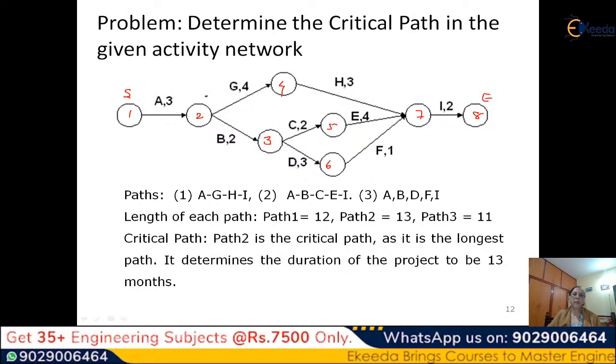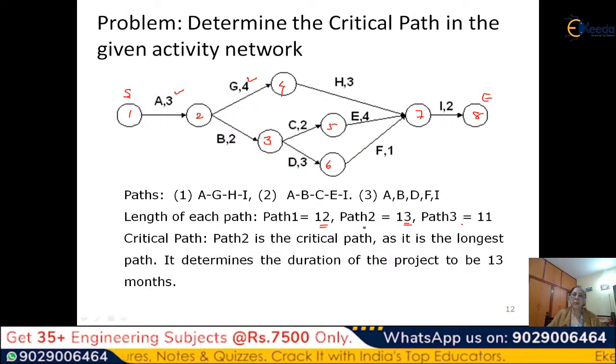So how many paths are there? There is one path here, one path here, and one path here. That's what I have written here. And you can calculate the length of each path. For path 1, you just have to add the durations. Let's say they are months. So this is 3 months, this is 4 months, 3 months, 2 months. You can add it, and you will get 12 months here. You will get 13 months and 11 months.